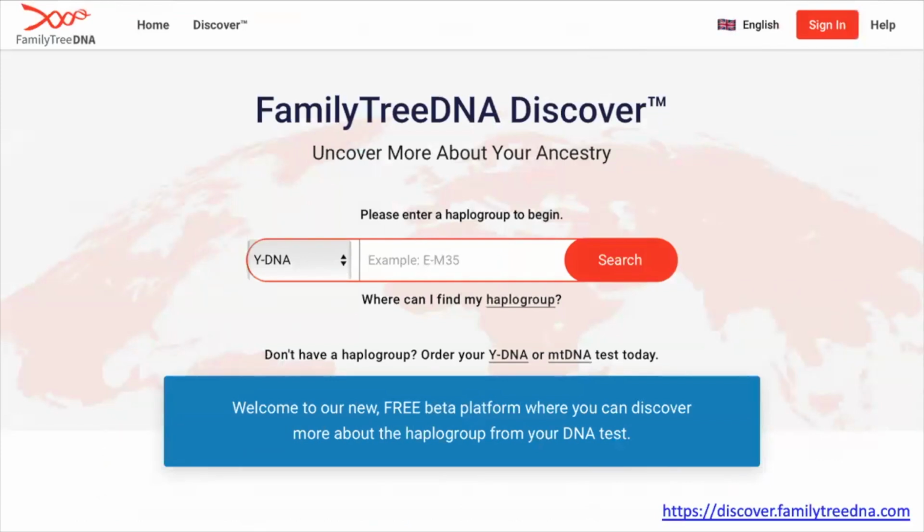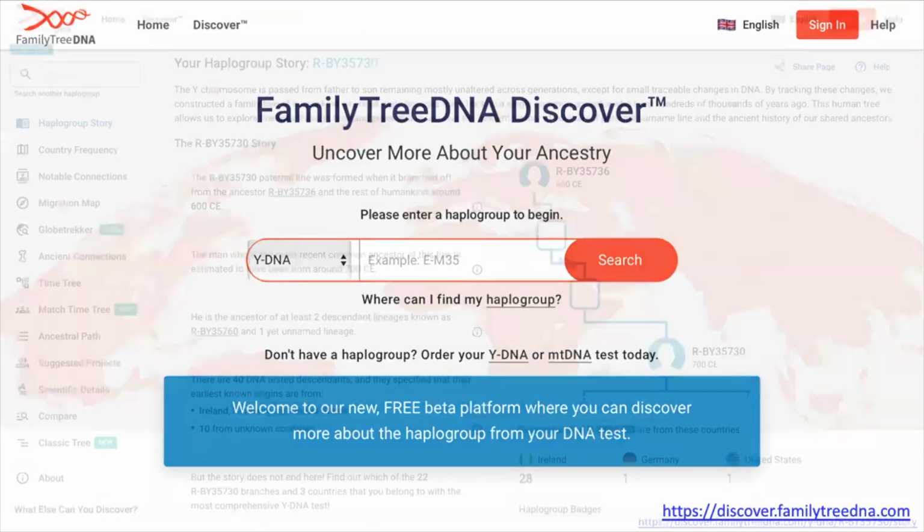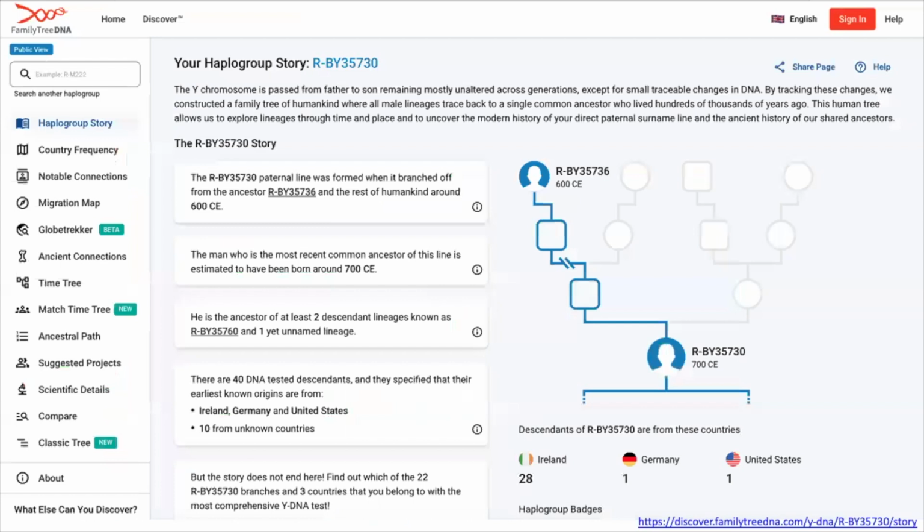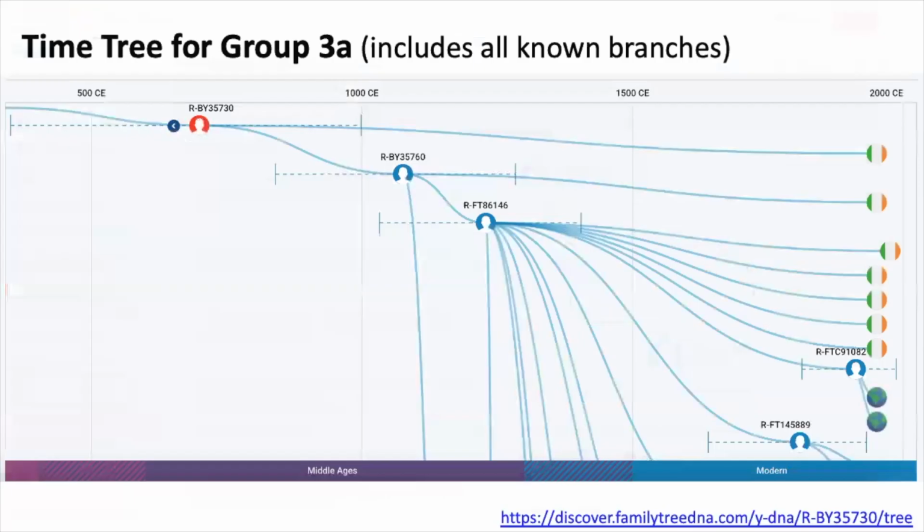And Family Tree DNA, which hosts the Y-DNA project, have developed this Discover feature, which has a whole suite of tools which has proved very, very useful over the last few years in giving us much more accurate dates for the branching points in the various families. And the time tree is one useful tool. The scientific details is a useful tool looking at the age estimates. And we'll look at a few of those.